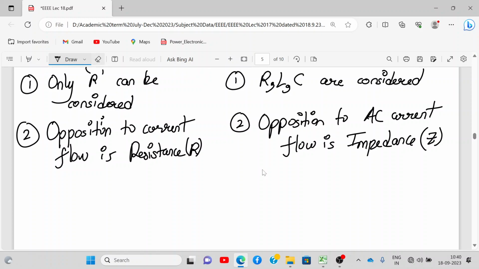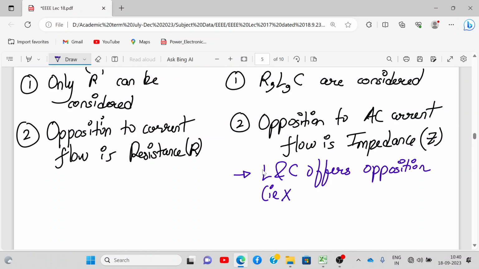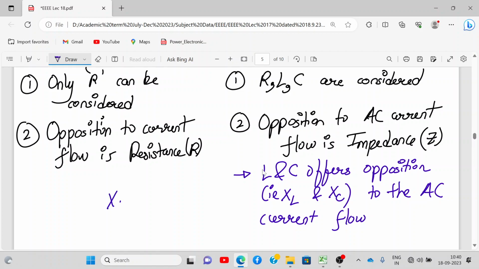Okay. Also, further we can write down elements L and C offer opposition, that is L offers opposition XL, inductive reactance, and C offers capacitive reactance, opposition to the AC current flow. And what is XL given by? Omega L. And what is XC given by? 1 upon omega C. You should remember this throughout.